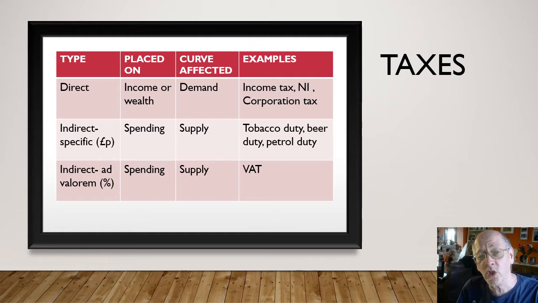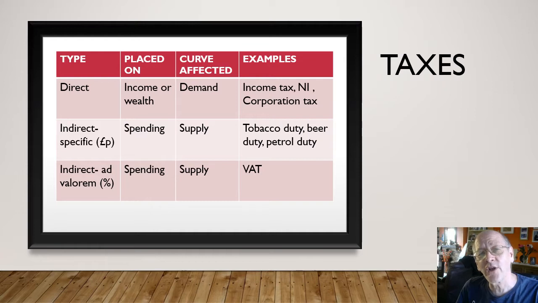There are two types of indirect tax. Specific taxes are a sum of money. So if you buy a litre of petrol, then around about 60p of what you pay for that petrol will be paid in tax to the government in petrol duty.